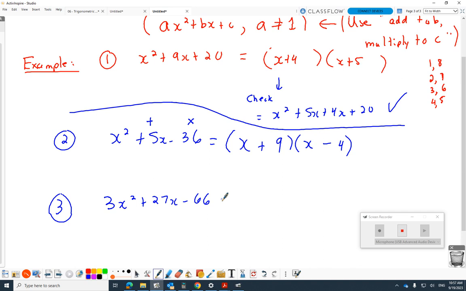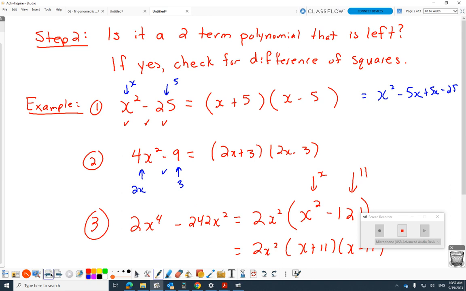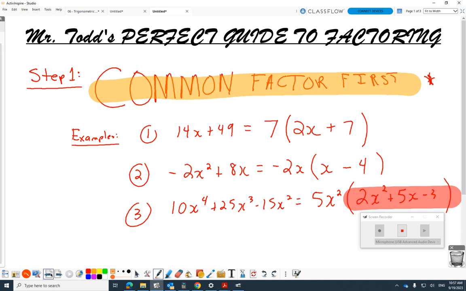Mr. Todd, why are you putting this in this example? This step you're talking about is a value equal to 1, to which I say, common factor first, common factor first. Why am I being ridiculous? Well, because it's fun for me.